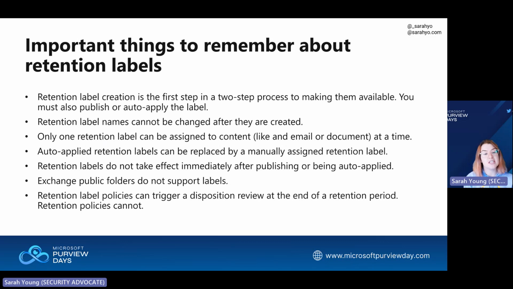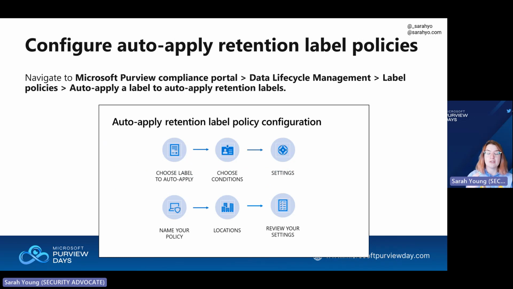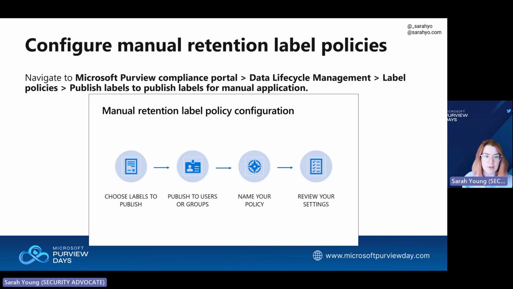And retention label policies can trigger a disposition review, which is what I talked about earlier. Retention policies can't. So again, that's something that's important to understand. So looking at manual retention label policies, we choose some labels to publish. We publish them to users or groups, we name the policy, and we review those settings. And then to auto apply, we're going to choose the type of label we want to auto apply, choose the conditions in which we will apply it, add in the various settings, name the policy, put it in locations, and review the settings. So I'm going to show you manual retention label policies first.